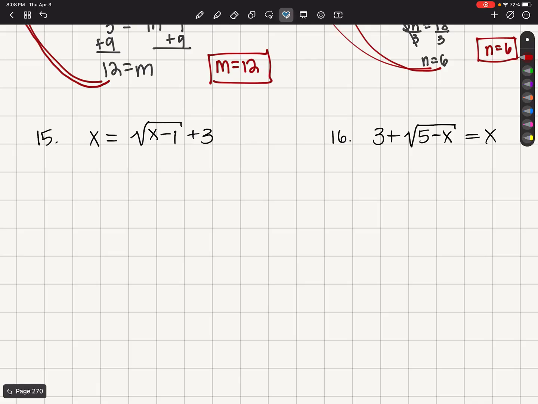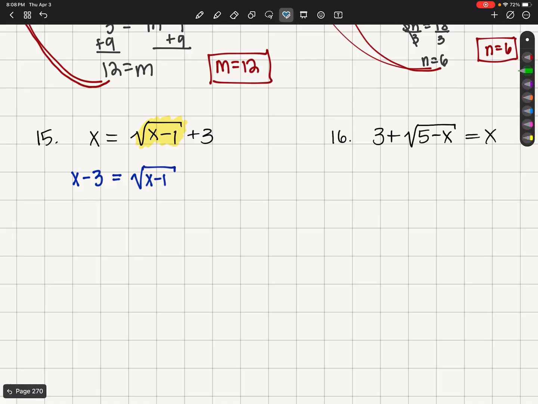So remember what we said in the very beginning. Try and isolate that radical on a side all by itself if you can. So I need to get the square root of x minus 1 all by itself. So we're going to subtract 3 from both sides. That's going to give us x minus 3 on the left and then the square root of x minus 1 on the right.